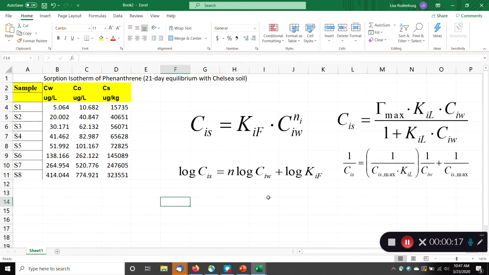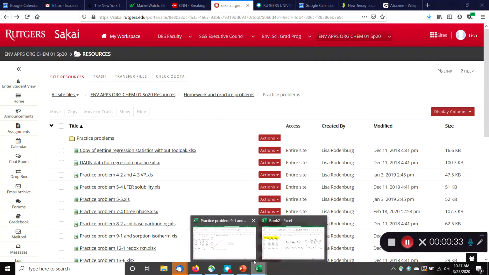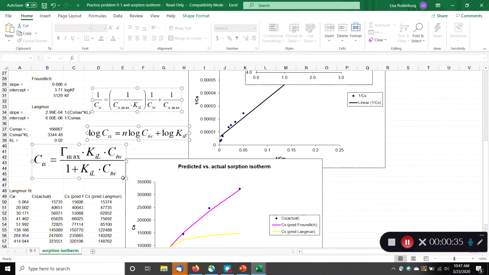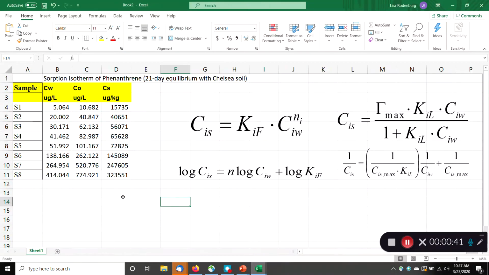In this example, we will look at sorption isotherms and how to fit them using real equations. So this example problem is in Sakai under practice problems, practice problem 9.1 and sorption isotherm. This is the sorption isotherm part of this spreadsheet. And practice problem 9.1 is the subject of another video. This is what you'll get if you click on that link and download the file. But I've taken the salient information and moved it over here so that we can look at this.